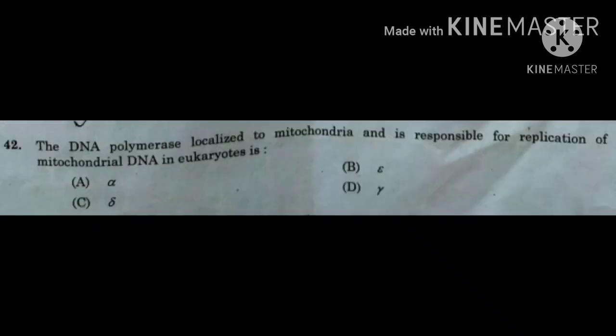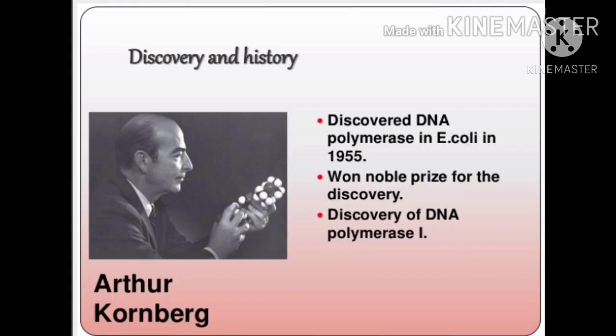The next question is: the DNA polymerase localized to mitochondria and responsible for replication of mitochondrial DNA in eukaryotes is A. Alpha, B. Epsilon, C. Delta, and the last option D is gamma. You know that the DNA polymerase enzyme is the key enzyme in DNA replication. It was first discovered by a famous scientist, namely Arthur Kornberg. Hence, DNA polymerase enzyme is also known as Kornberg enzyme.